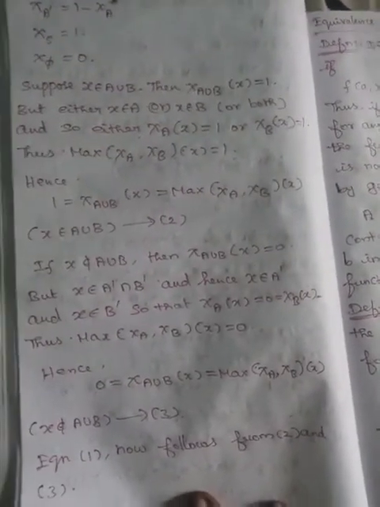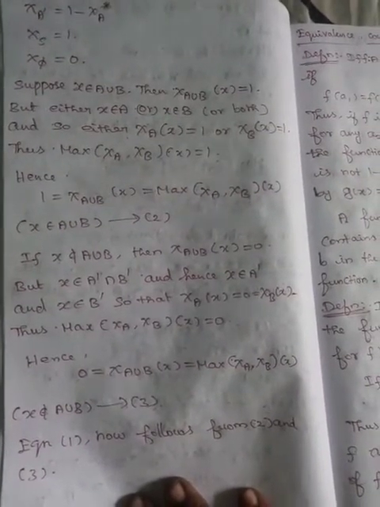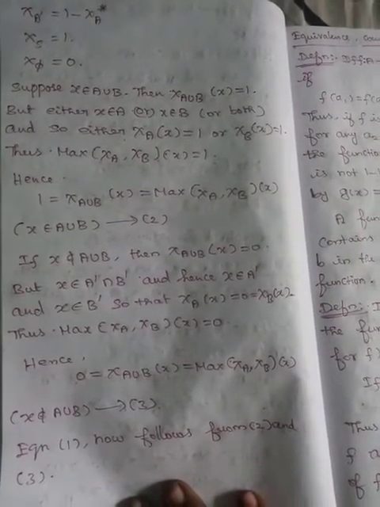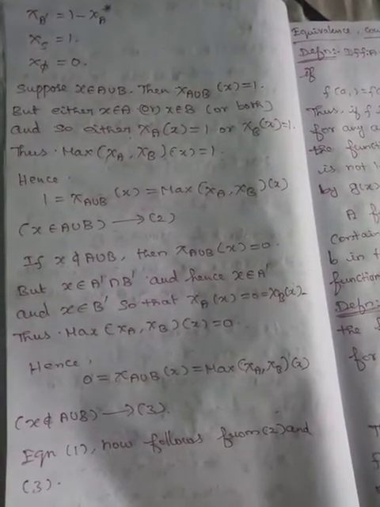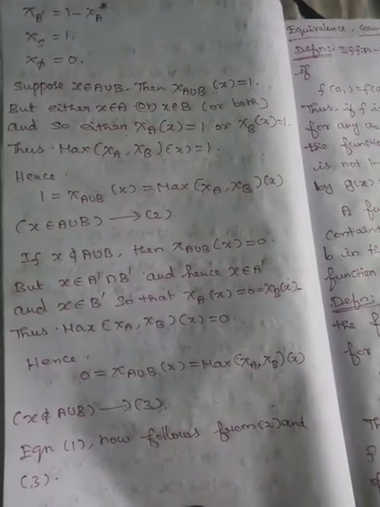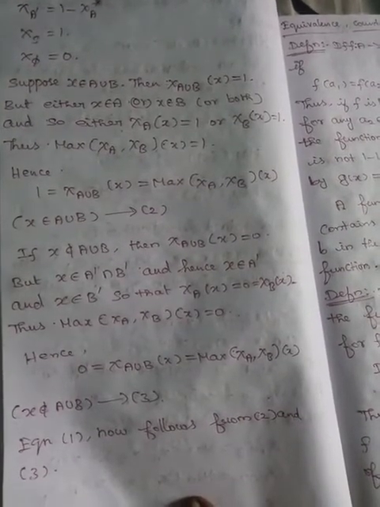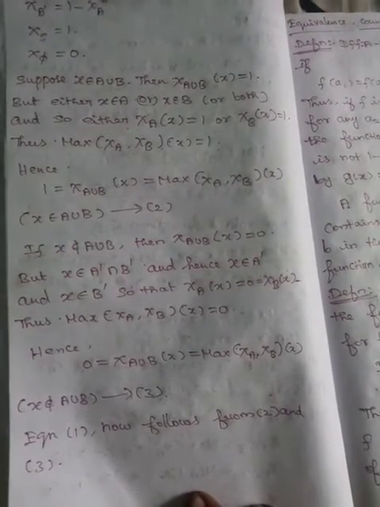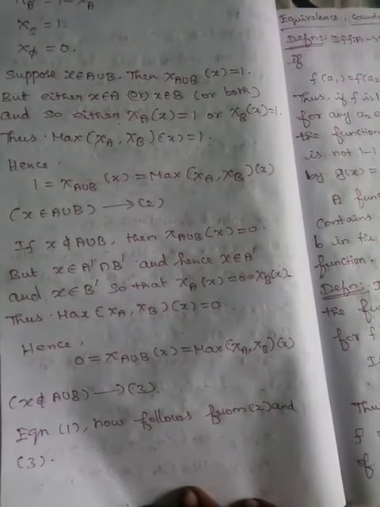Suppose x belongs to A union B, then ζ of A union B at x equals 1. But either x belongs to A or x belongs to B or both, and so either ζ_A(x) equals 1 or ζ_B(x) is equal to 1. Thus the maximum of ζ_A(x), ζ_B(x) equals 1.